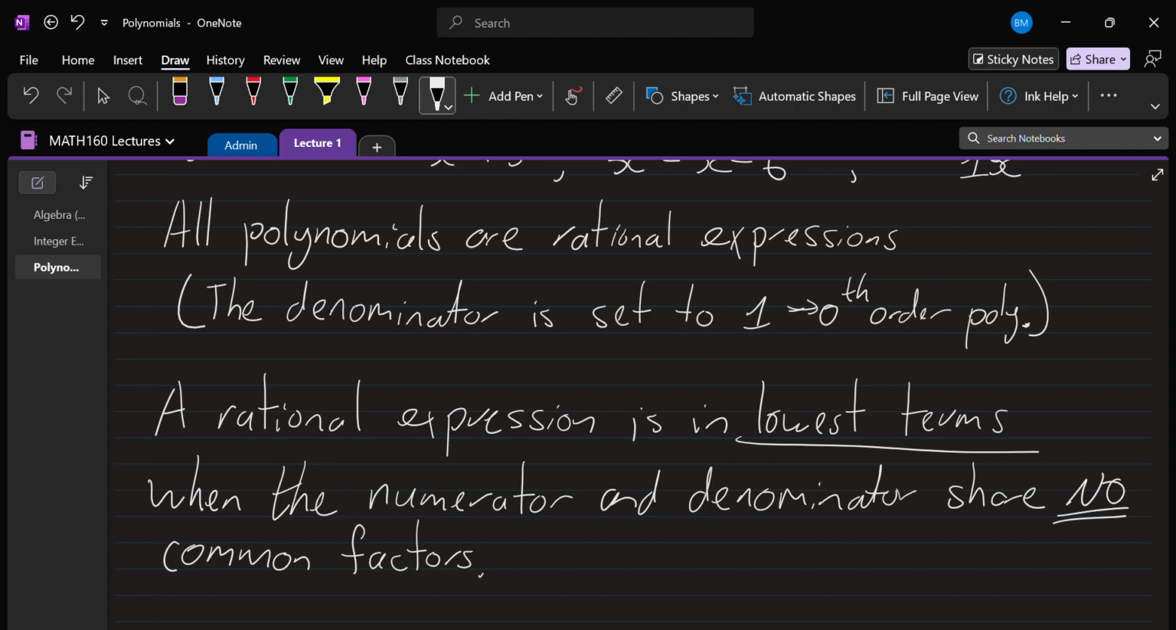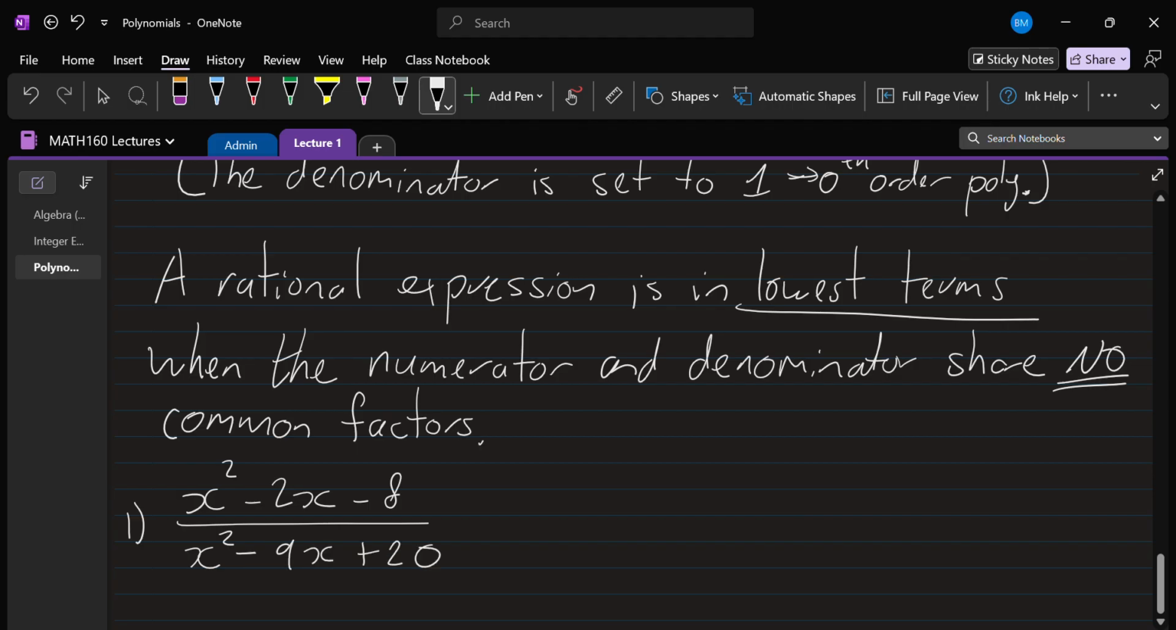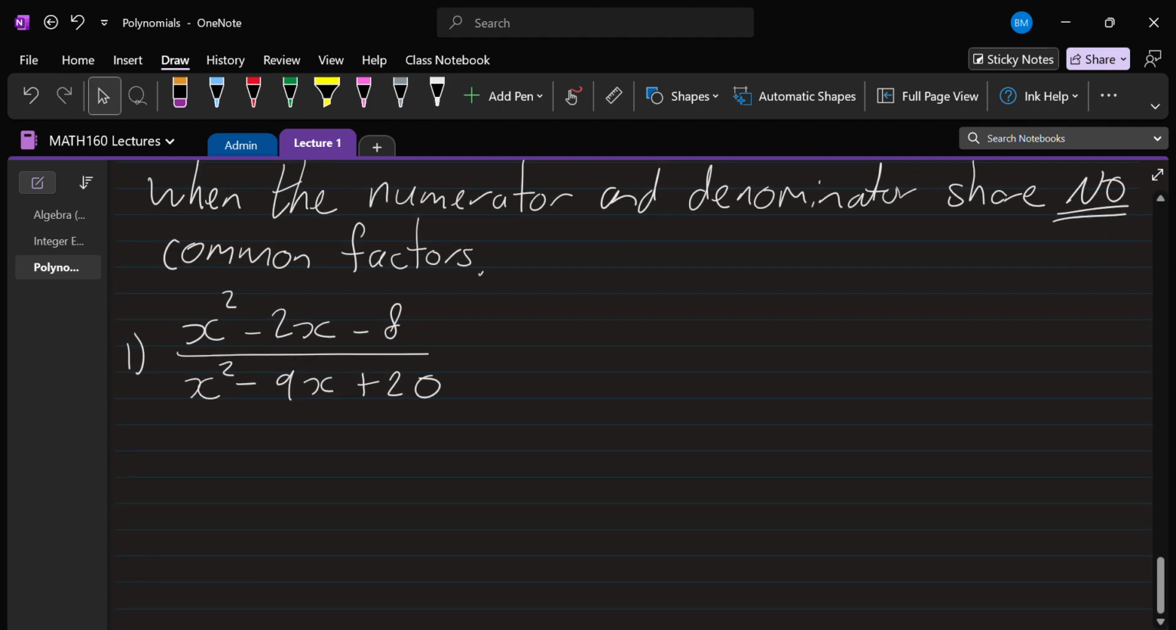Just a little terminology. So a rational expression is in lowest terms, just a definition for what lowest terms means. It's in lowest terms when the numerator, that's just some polynomial, and denominator share no common factors.